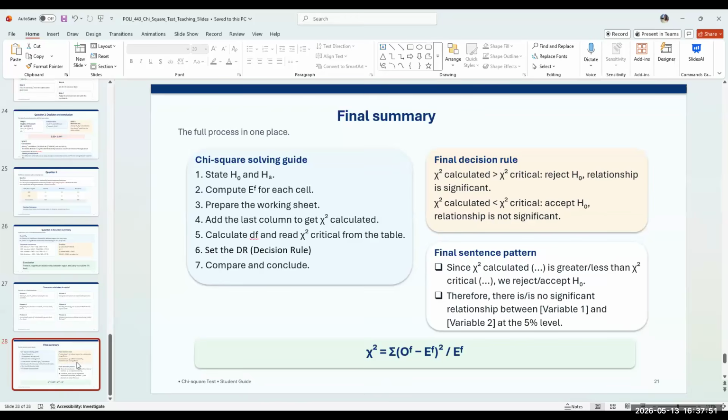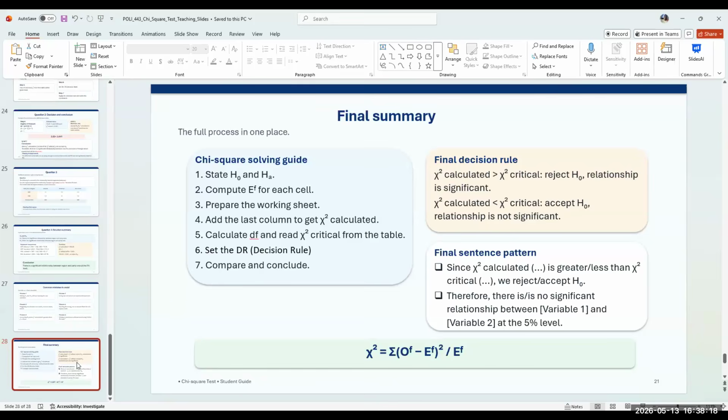And then prepare the working sheet. Row total times column total all over N. Am I right? So those are the ones that they're going to ask you. They're not going to give it to you, but these are formulas that you're supposed to acquaint yourself with before you go into examination.